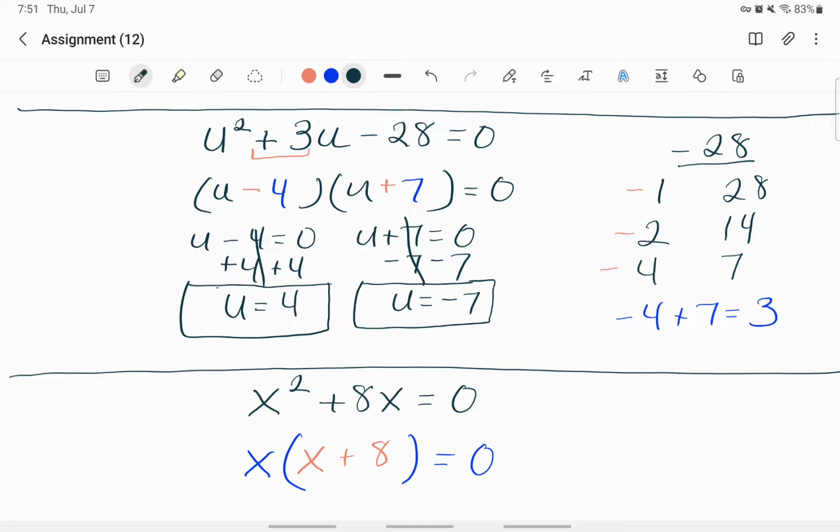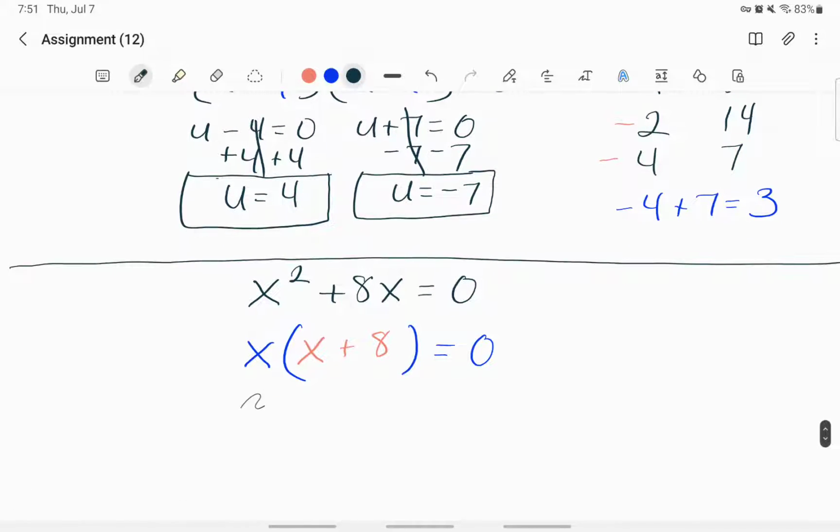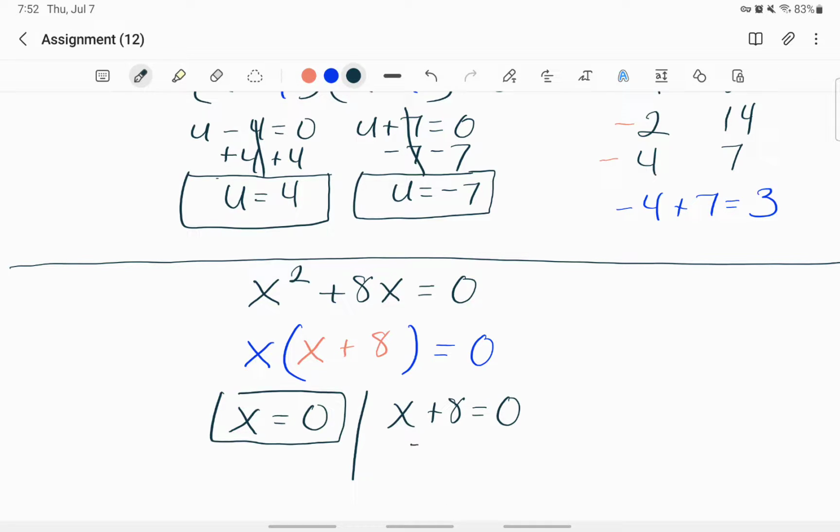And then we can use the zero product property one more time. x is equal to 0. x plus 8 is equal to 0. This is already solved for. And we subtract 8 from both sides. x is equal to negative 8.